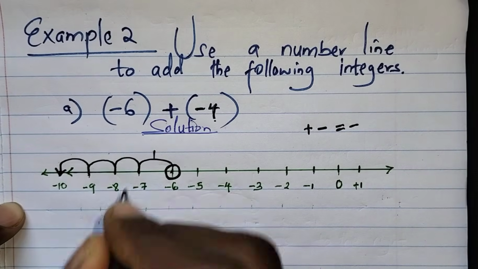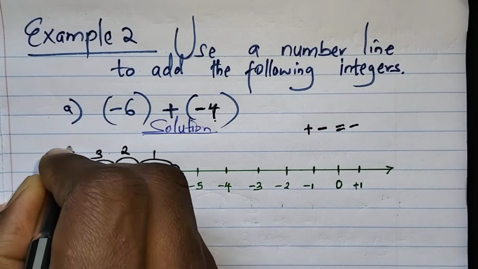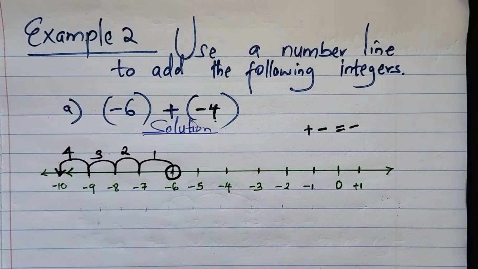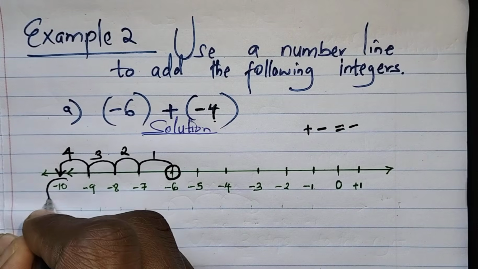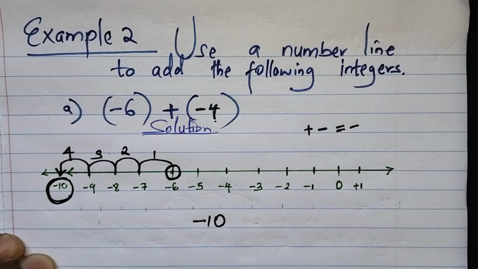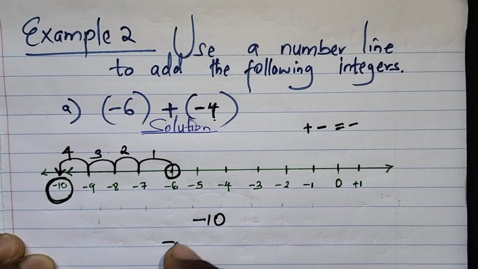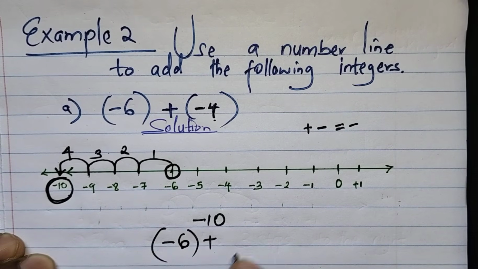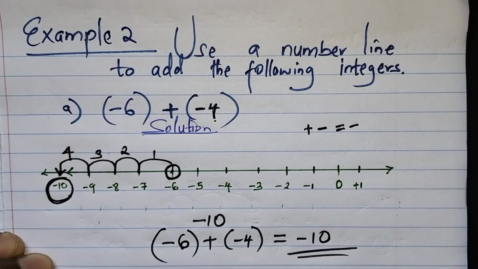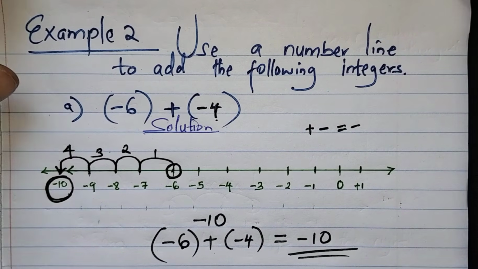So we shall go first step, 2, 3, and finally the 4th step. So we have moved 1, 2, 3, 4 steps towards the left because of this negative on 4. And then we shall settle with the last value we get, which is negative 10. So it means negative 6 plus negative 4 is equivalent to negative 10. You're done with that. That was A.